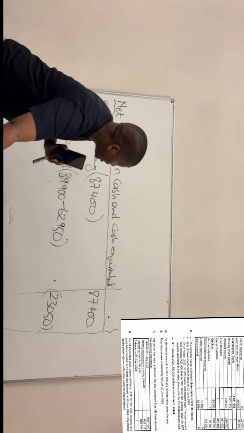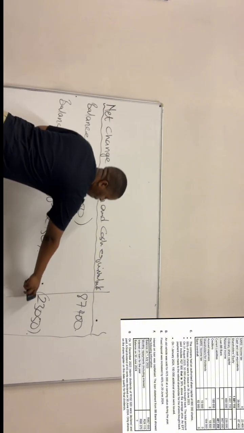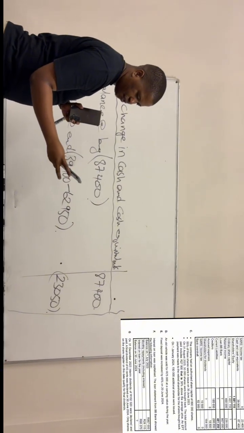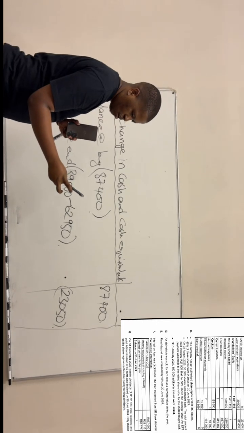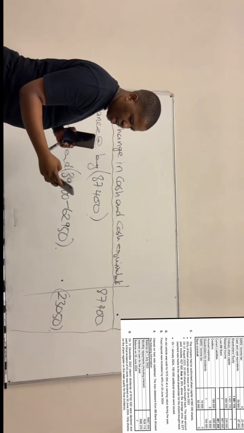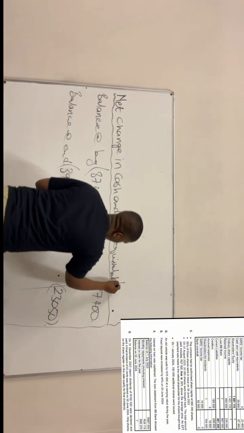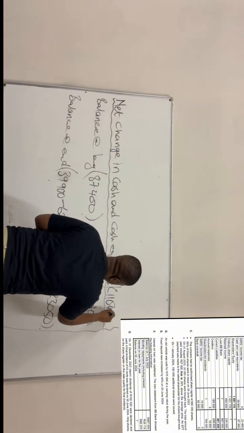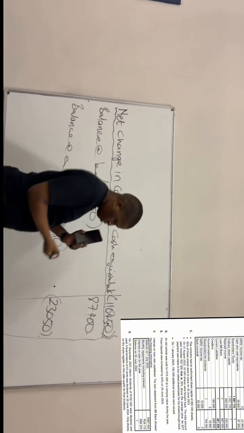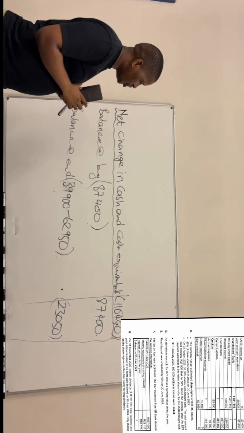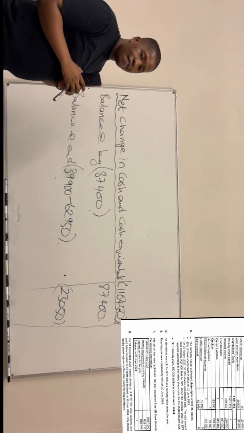Then, to get the net change in cash and cash equivalents, you say balance at the end minus balance at the beginning. Negative 23,050 minus 87,400. You have an outflow of 110,450. That is how we simply prepare the net change in cash and cash equivalents.